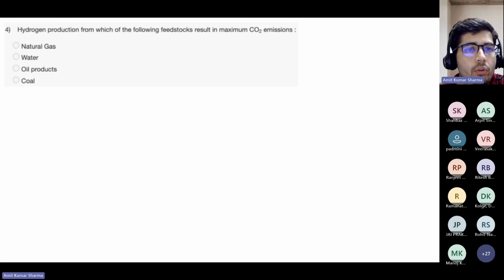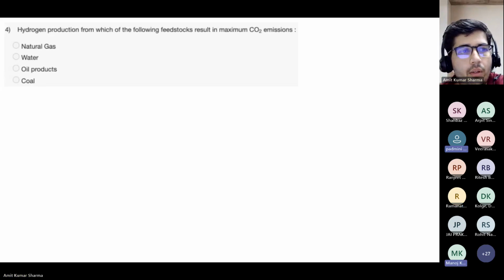Hydrogen production from which of the following feedstocks results in maximum CO2 emissions? Natural gas, water, oil products, coal. Coal. So coal ranks first. The second rank will be oil products, then natural gas and water.